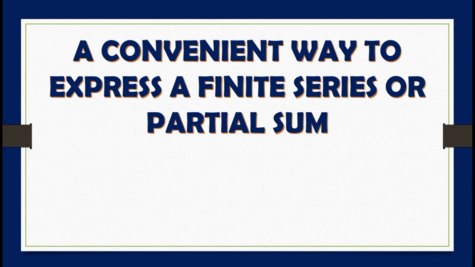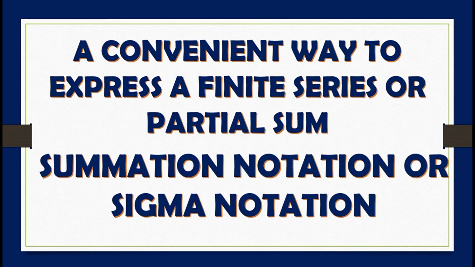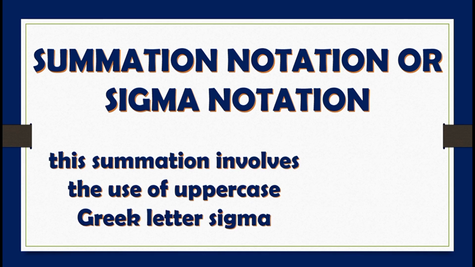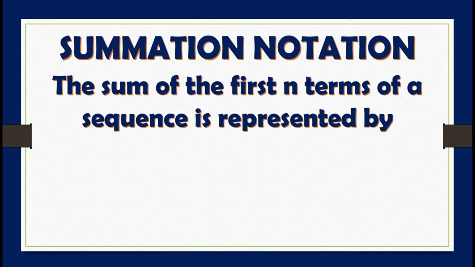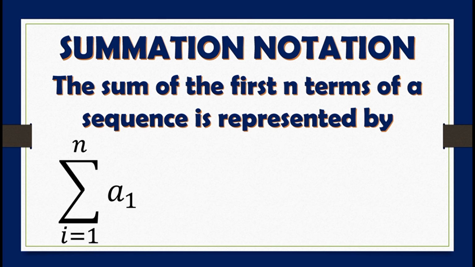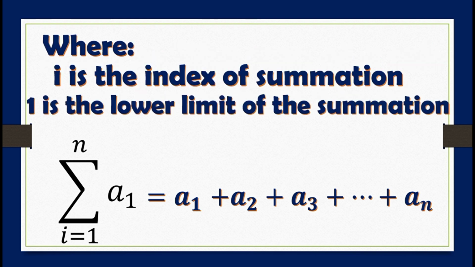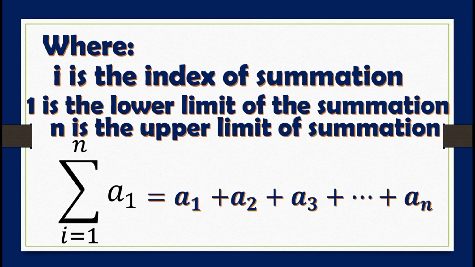A convenient way to express a finite series or partial sum is through summation notation or sigma notation. Summation notation or sigma notation is a kind of summation that involves the use of the uppercase Greek letter sigma. And the sum of the first n terms of a sequence is represented by this one. It is read as the sum of a sub i as i goes from 1 to n, where i is the index of summation, 1 is the lower limit of the summation, and n is the upper limit of summation.